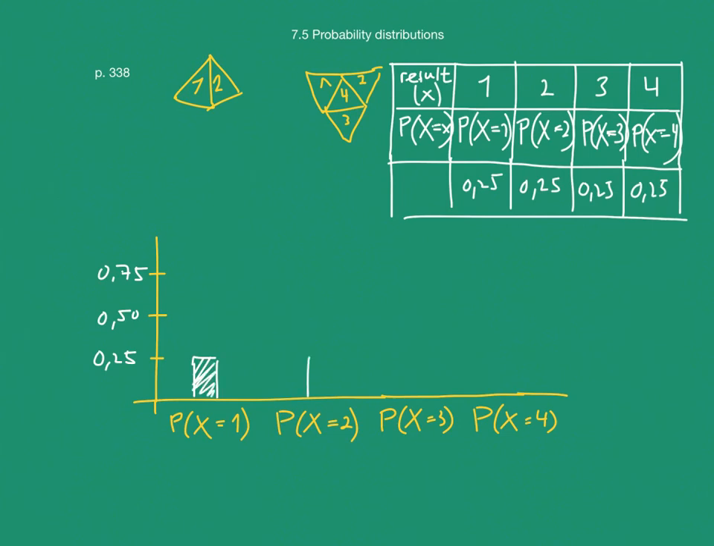And the probability that X equals 2 is also 0.25. The probability that X equals 3 is 0.25. And the probability that X equals 4 is 0.25. Now, if we stacked these probabilities on top of each other, like this, that's going to be 1. Or we could just add all these probabilities together, and we would also get 1.